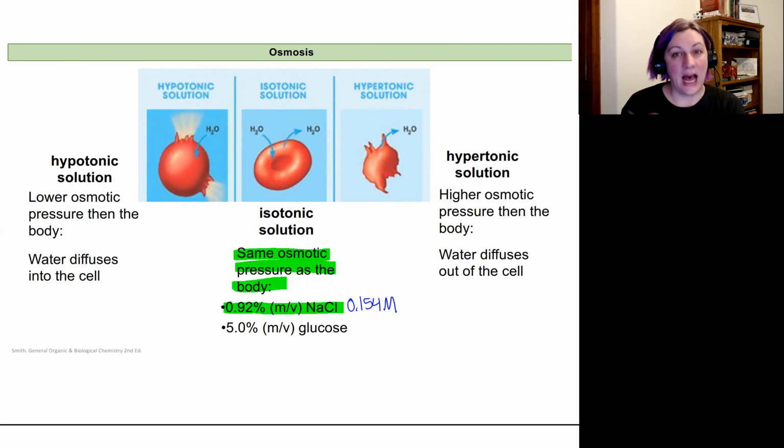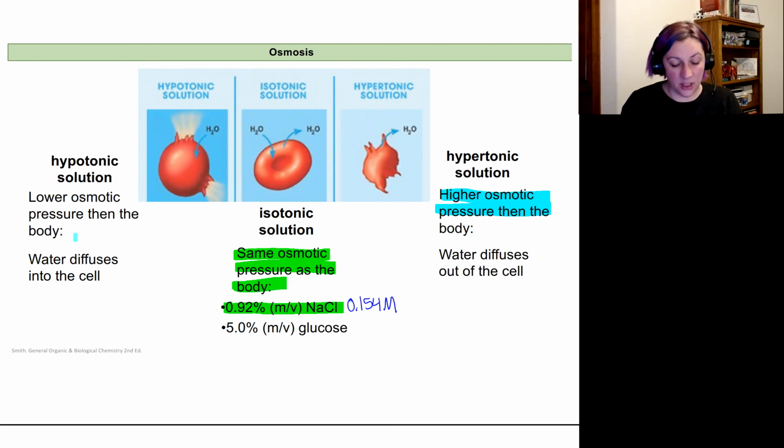Now, if I have a hypertonic solution, then the solution surrounding the cell is at a higher concentration than the fluid inside the cell. So it has a higher osmotic pressure than the body. That means water is going to diffuse out of the cell. We're going to see it leave, and that cell is going to crenate. It's going to shrivel up and start to look pretty sad.